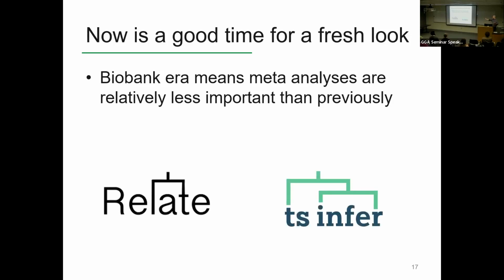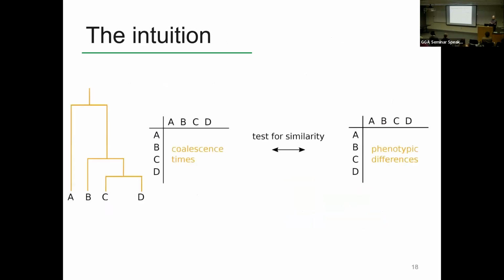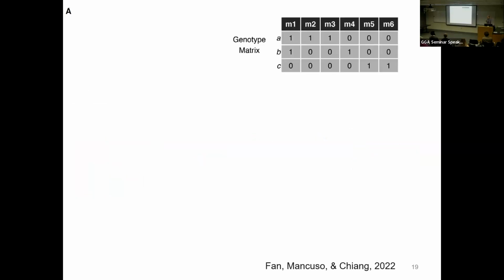And the other reason is that we've got these new pieces of software that can now estimate ARGs at scale at some level of fidelity, and so we can actually try this in a much bigger sample than we've ever been able to try before. So again, reminding you of the intuition, this is what we're basically doing. We're basically looking at whether the matrix of coalescence times is similar to the matrix of phenotypic differences. I'll tell you what we really do.